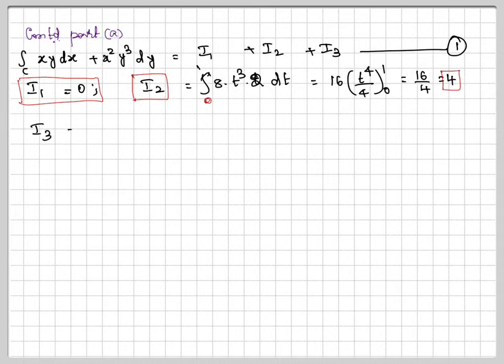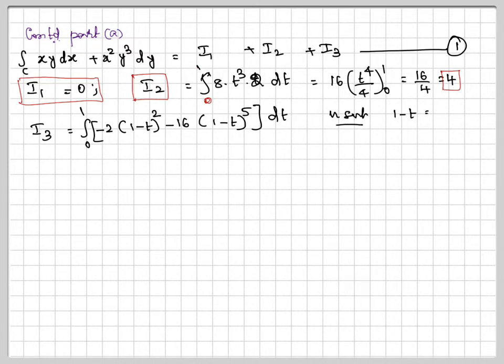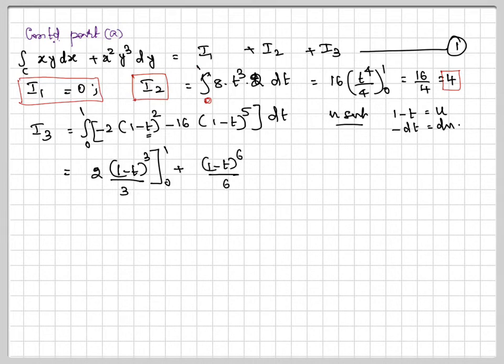Next, we have to evaluate I3, which is the integral from 0 to 1 of negative 2 times (1 minus t) the whole squared, minus 16 times (1 minus t) to the power 5 dt. We can integrate this by making a substitution, 1 minus t equal to u, or negative dt equal to du. The integral will throw in a negative 1.